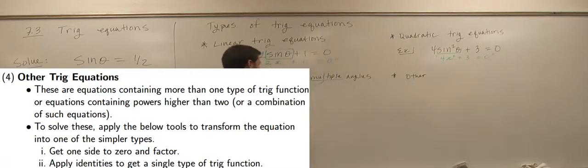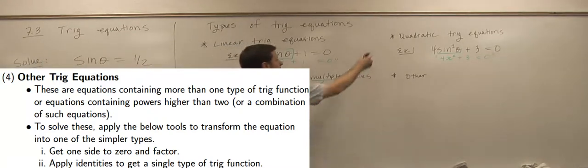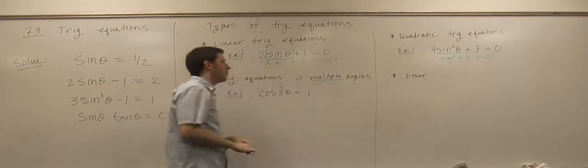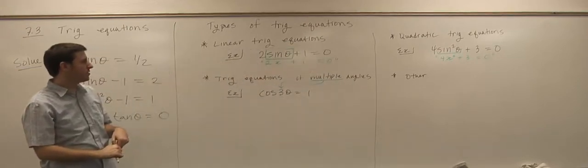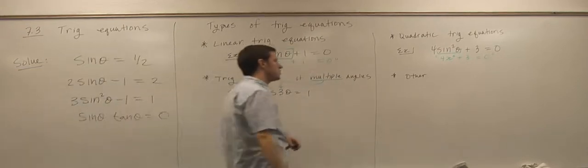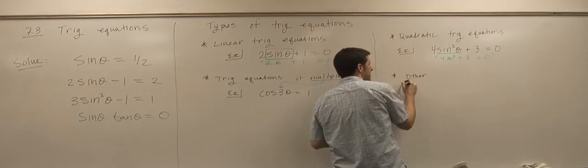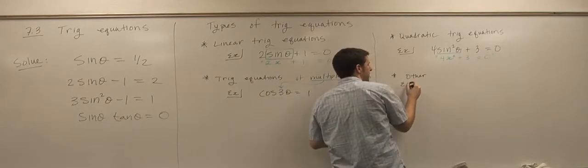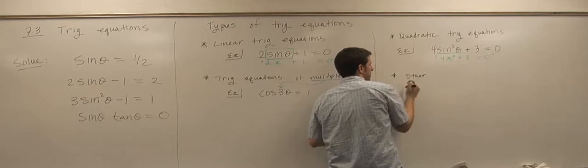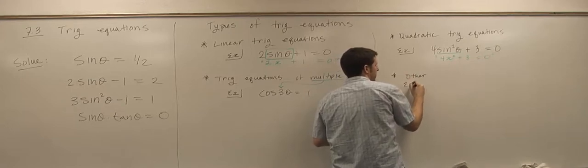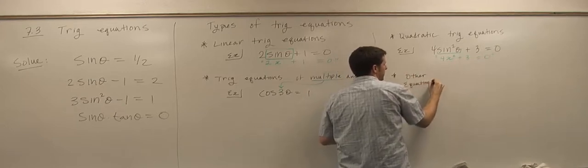Then there's the other category. So basically anything that doesn't fit into any of these, I call other. And what this comes down to, there's kind of two types you're going to see here. There's equations where you're going to have to use one of your fundamental identities to try and solve.